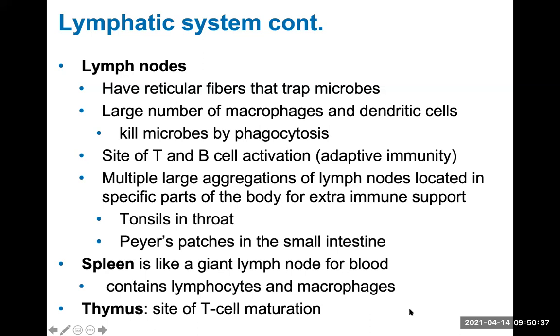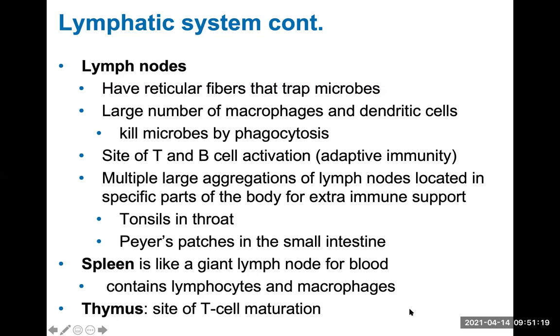So lymph nodes are testing centers, right? Scanning the lymph for the presence of microbes, and then killing microbes when they're found, and also initiating an adaptive immune response. Multiple large aggregations or clusters of lymph nodes are found in the tonsils and also in the small intestine, called Peyer's patches. And this makes sense because as you breathe, drink, and eat, you're exposing your throat to all sorts of pathogens, right?